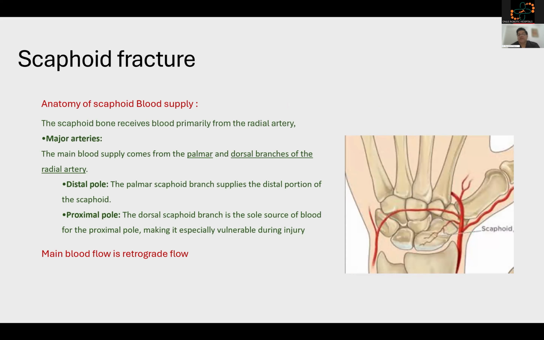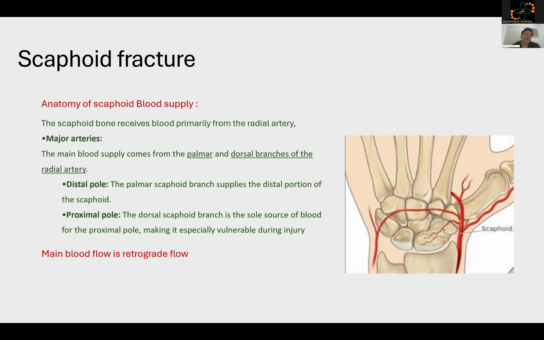So why are scaphoid fractures very complicated? Because it all amounts to the blood supply. The blood supply of the scaphoid is very poor. It has only retrograde flow, and it comes from the radial branch. It flows from the distal pole to the proximal pole.